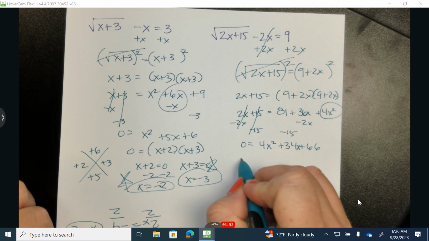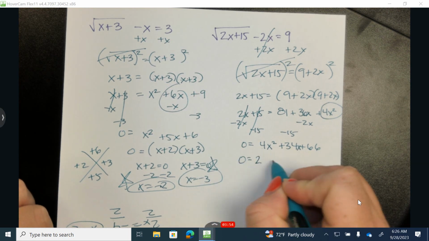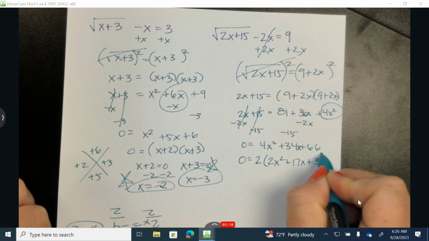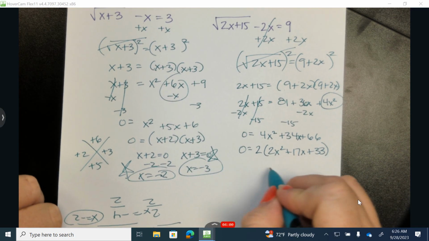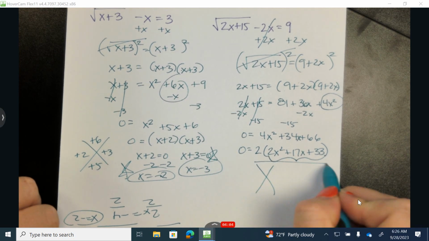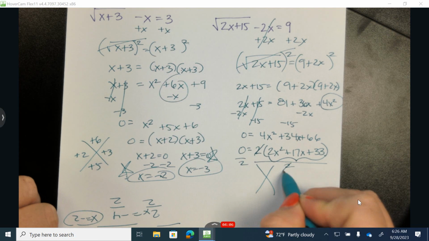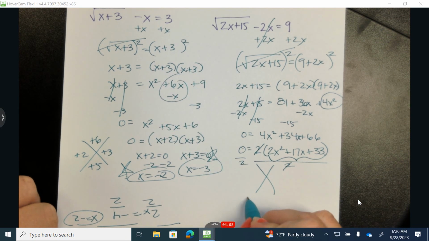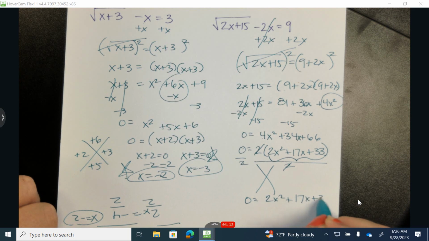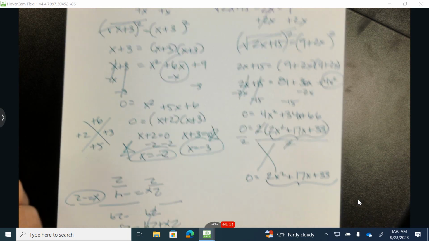So I'm going to start by going, okay, I'm going to divide by 2 here, and I get 2x squared plus 17x plus 33. And then I'm only worried about this trinomial. Why is that? Because I can divide by 2, and 0 divided by any number is 0. So I am only worried about solving for an x value by focusing on this trinomial.